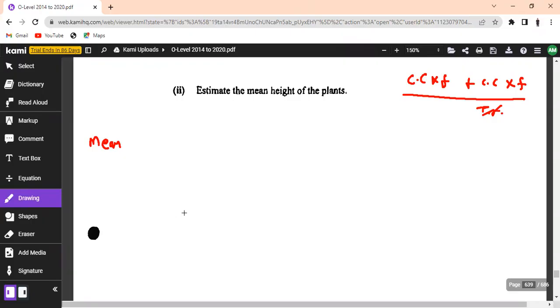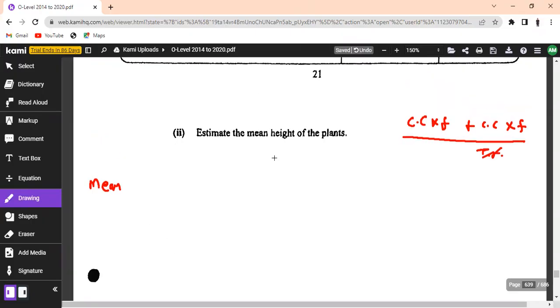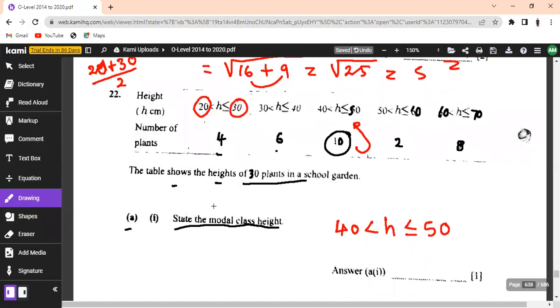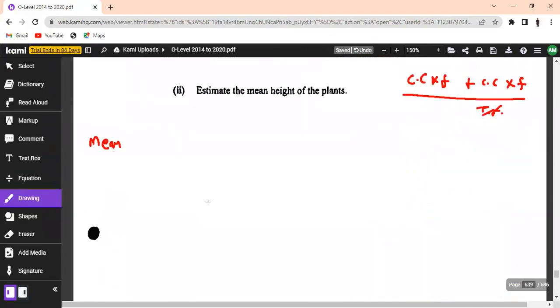So let's get back here and see our class center. Remember, for your class center, you add the upper class to the lower class, then you divide by 2. So it's upper class plus lower class divided by 2. You just add these values here: this is 20 and 30. So 30 plus 20 divided by 2 is 50 divided by 2, which is 25. That would be your class center there, which is 25.